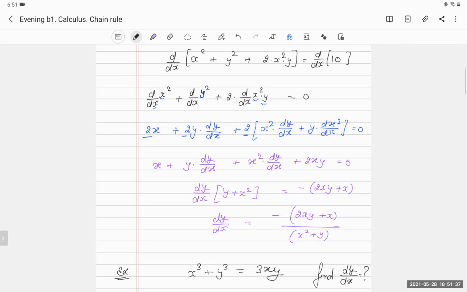What is the equation again? X cube plus y cube equal to 3xy. Okay, sir.